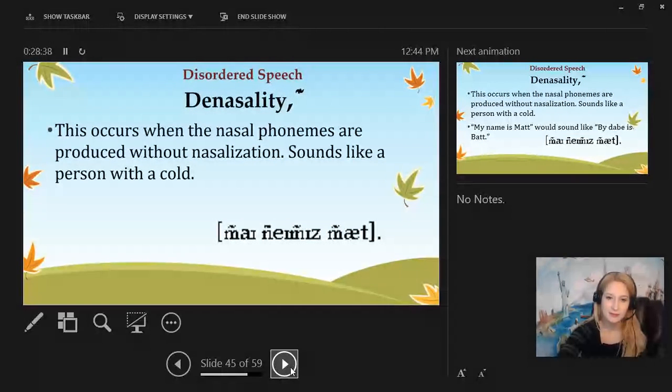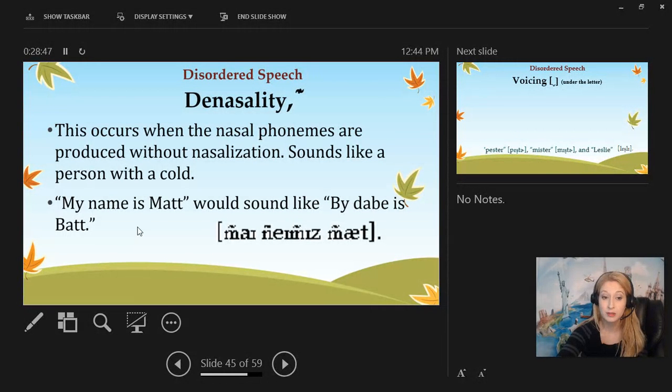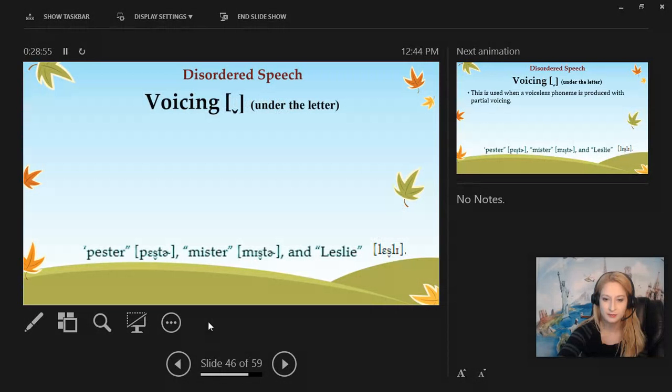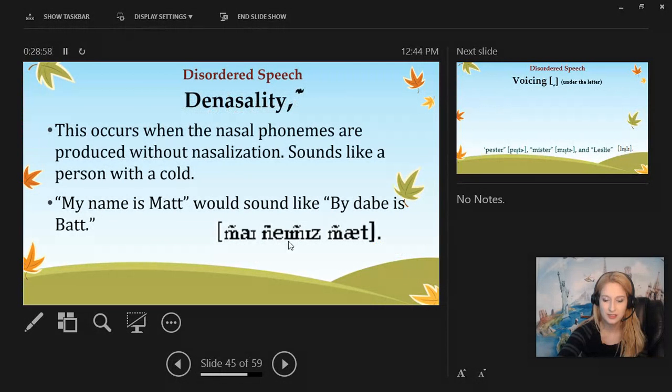Denasality occurs when the nasal phonemes are produced without nasalization, and it would sound like a person with a cold. So instead of saying "my name is Matt," it would sound like "by dabe is bat." And you can see the transcription of that here.